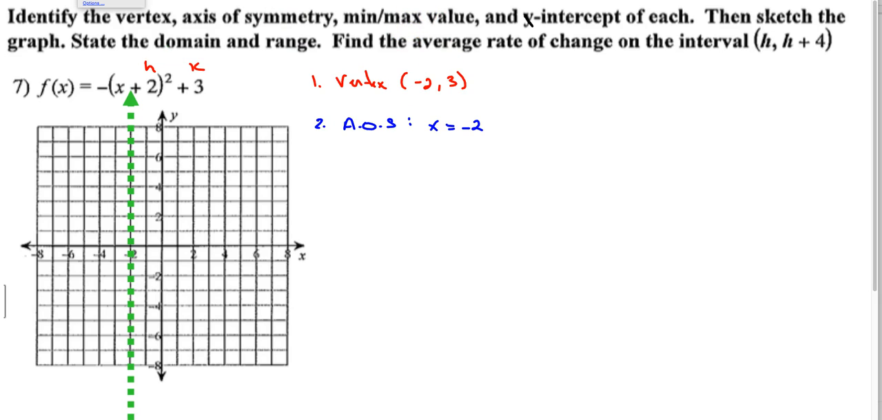All right, we're going to figure out if it's a min or max in a second. We're going to figure out x-intercepts. We're going to sketch the graph and domain and range. Let's do the sketch now. So our vertex is at -2. Let's get some values to the left of -2, and some values to the right of -2.